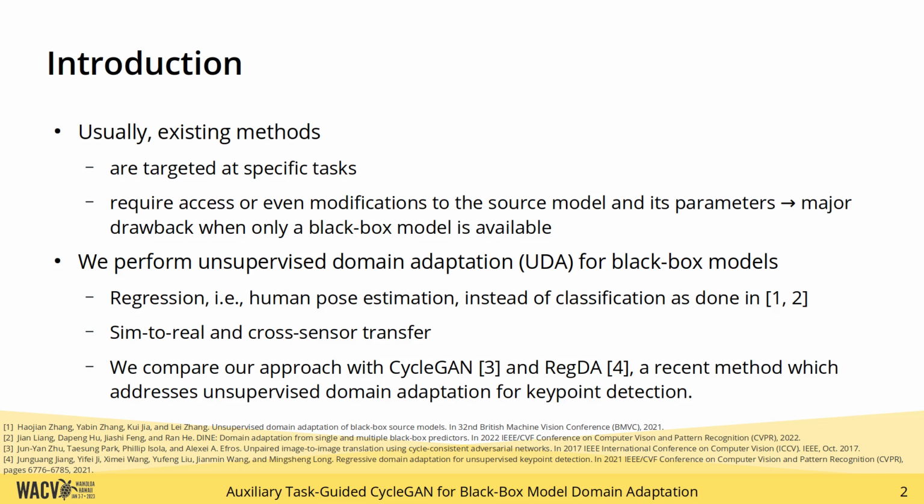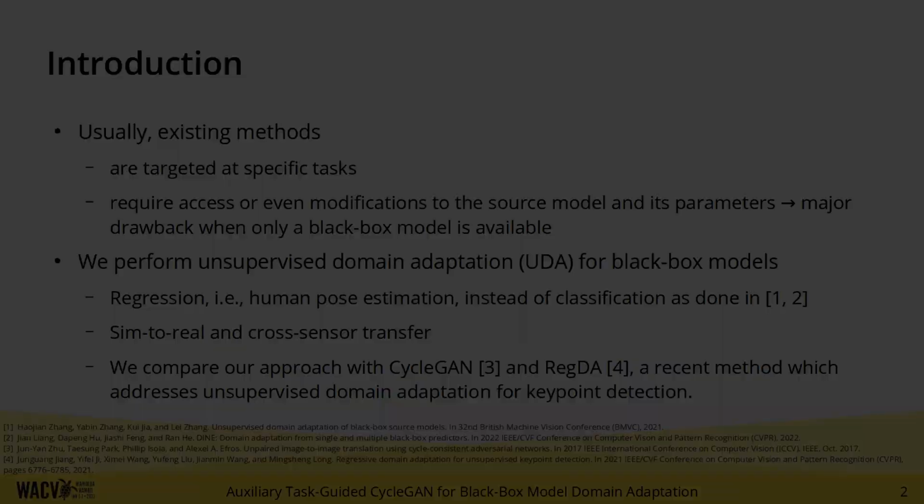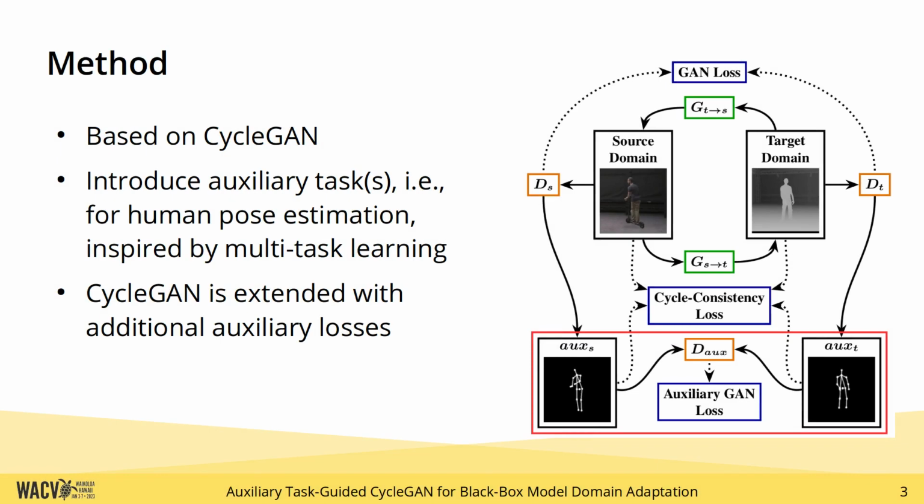In contrast to other research on domain adaptation for black box models that is focused on classification, we investigate a regression task, namely the task of human pose estimation. We compare our approach with CycleGAN and RegDA, a recent method for unsupervised domain adaptation for keypoint detection. We base our approach on CycleGAN.